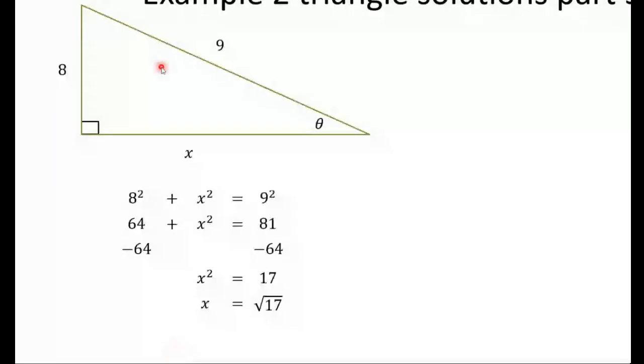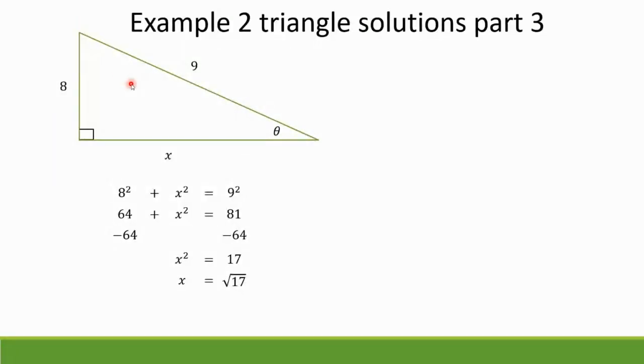By Pythagorean's theorem, I did email everyone the note, so you should have it in your email inbox. What we should have is 8 squared plus x squared equals 9 squared. If you wrote down x squared plus 8 squared, that's fine also. But basically, we get this equation from Pythagorean's theorem. We have an equation with one unknown. We can solve that, and that's awesome.